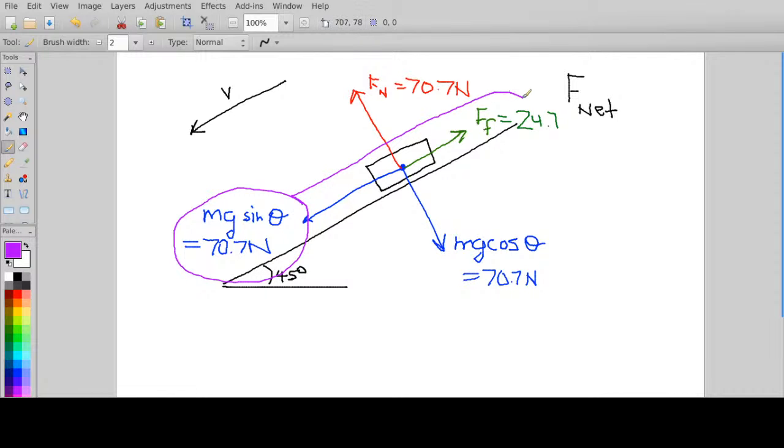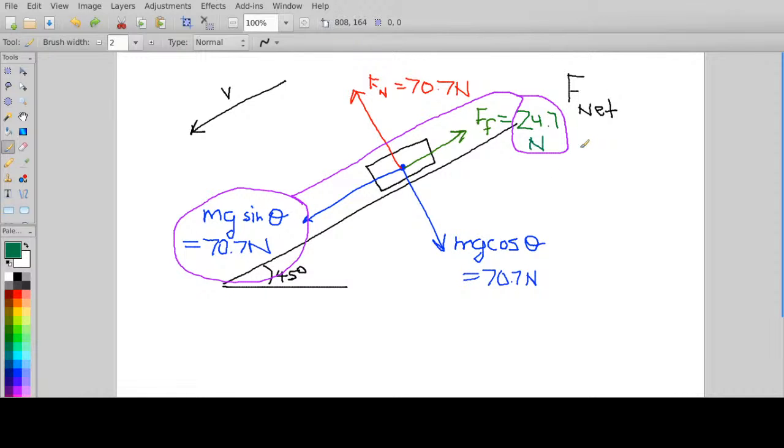This one is pulling uphill with 24.7 newtons. Okay, maybe I should put the units in there. These are newtons, of course. Okay, so one is pulling downhill 70.7, the other one uphill at 24.7. And you say, well, which one wins? Obviously, the component of gravity downhill wins over the friction uphill.